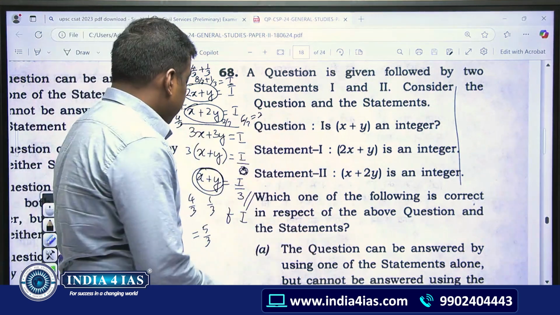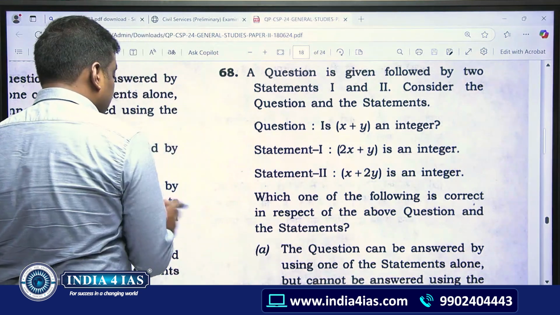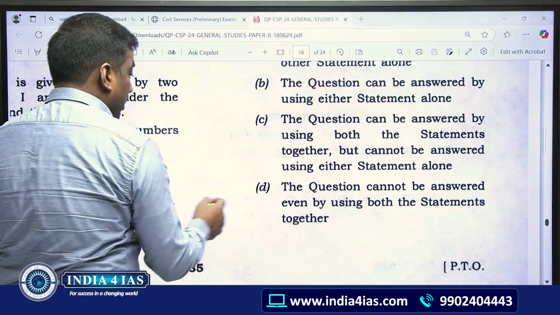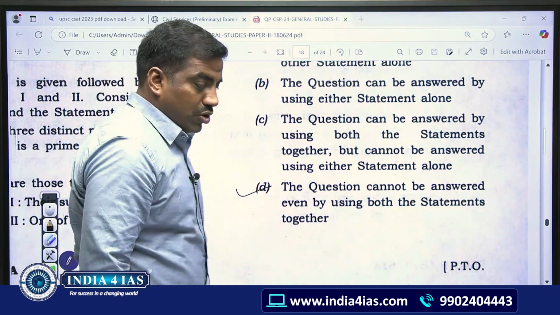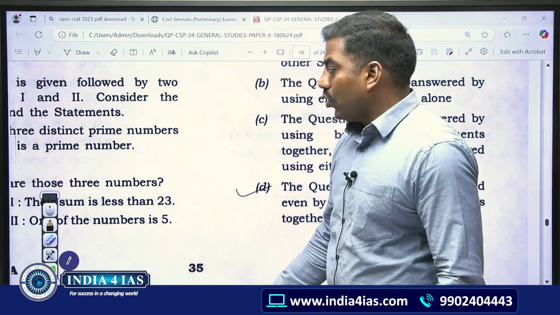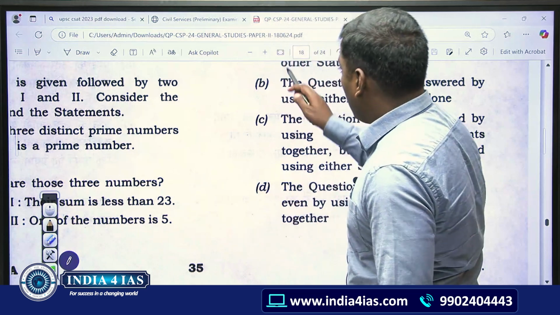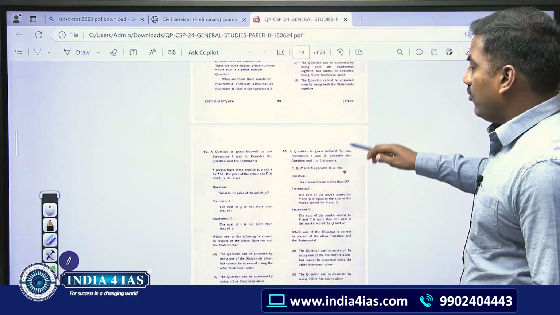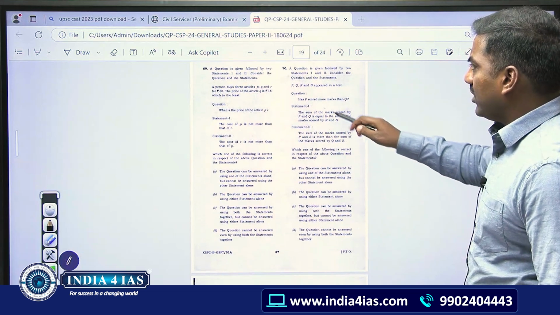So in this case, even by using both the statements, we cannot get to the answer. That means we cannot conclude that x plus y is an integer. Okay, quickly we'll look at other questions. We have similar questions.